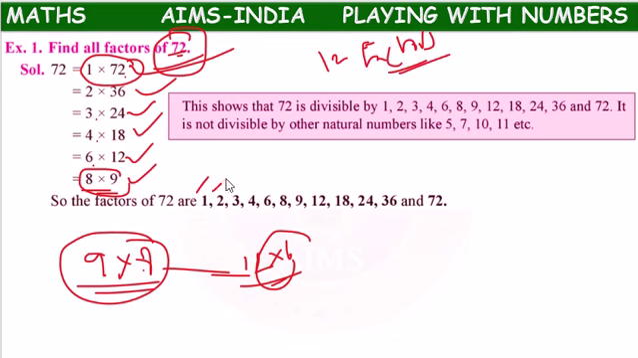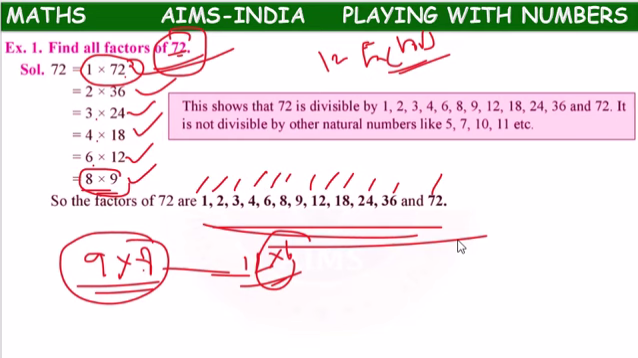What are they? 1, 2, 3, 4, 6, 8, 9, 12, 18, 24, 36, 72. It has 12 factors. Here 5 is missing, which means 5 is not a factor, so 72 is not divisible by 5. Between 6 and 8, 7 is missing. It is not a factor. 10, 11, and whatever numbers are in between are not factors of 72. Like this, with the help of multiplication tables, we can find the factors of any number.